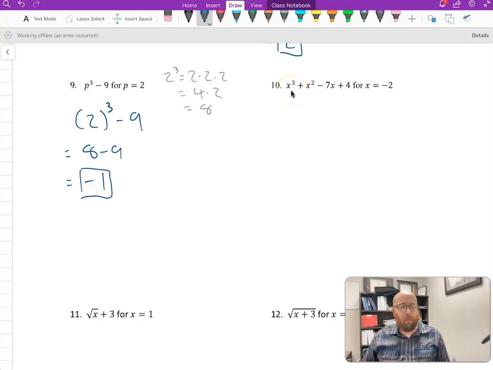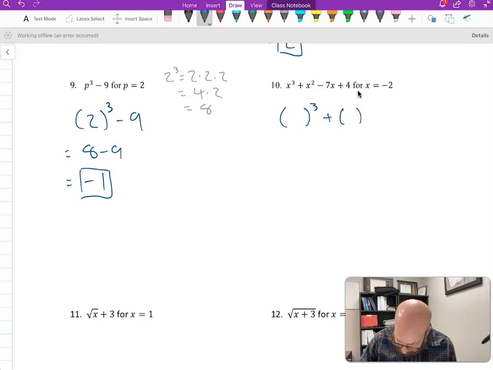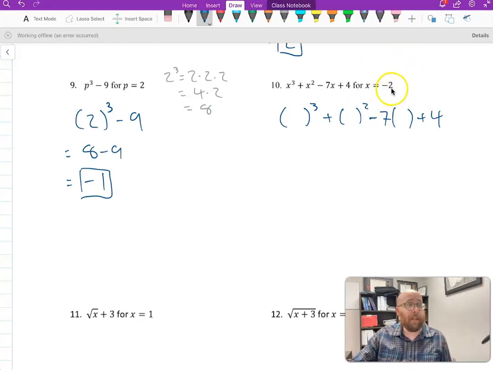Problem number 10. We have x to the third plus x squared minus 7x plus 4. So again, everywhere that you see a variable, replace that variable with a set of parentheses. That's minus 7 times x, or times a set of parentheses, plus 4. And we're going to plug in negative 2 for x. So we put negative 2 inside of all of our parentheses.